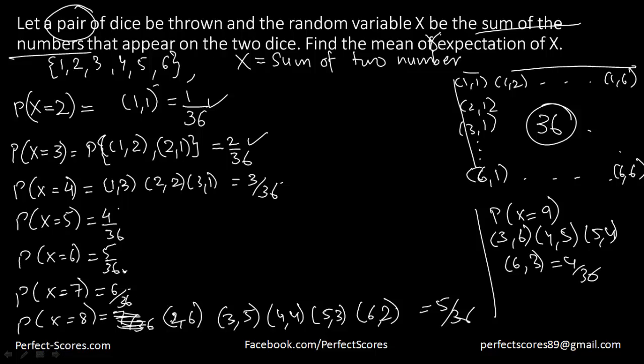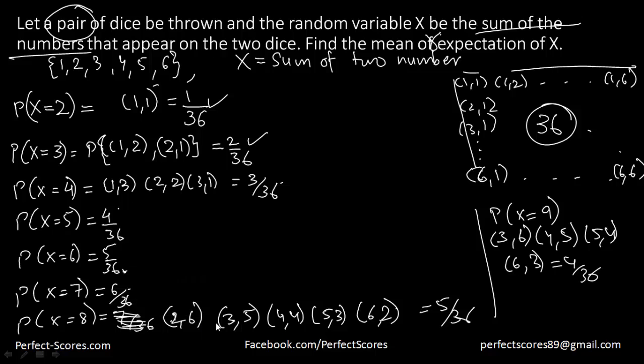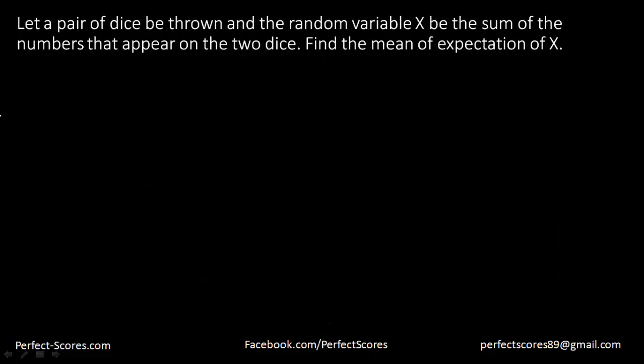So if I try to find all the different possible probabilities, let me erase the ink here. Let's find all the values of x. What different values can x take? x can be equal to 2, 3, 4, 5, 6, 7, 8, 9, 10, 11 and 12.